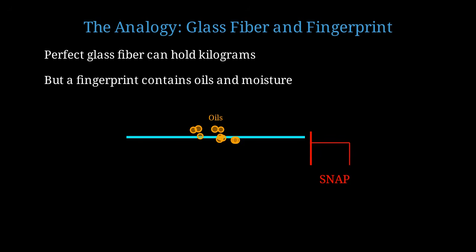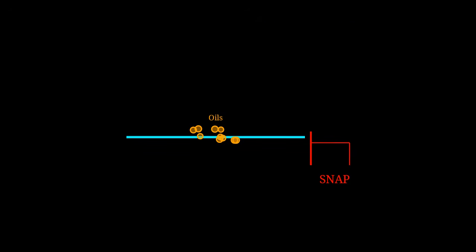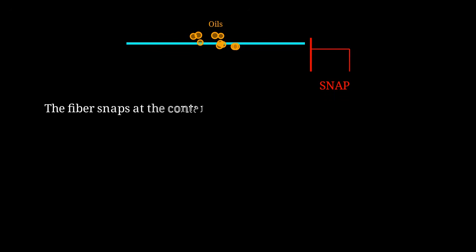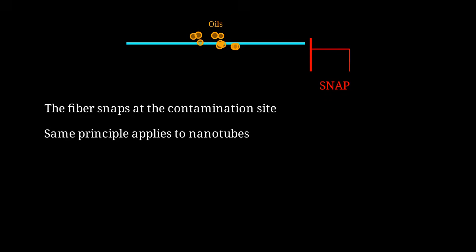These tiny droplets create stress concentrations. Under load, the fiber snaps at one of these contaminated sites. When you pull on the fiber, it fractures at the contaminated region. The fingerprint, something microscopically small, causes catastrophic failure. This is exactly what happens to nanotubes. A single adsorbate acts like that fingerprint, creating a weak point where fracture initiates.